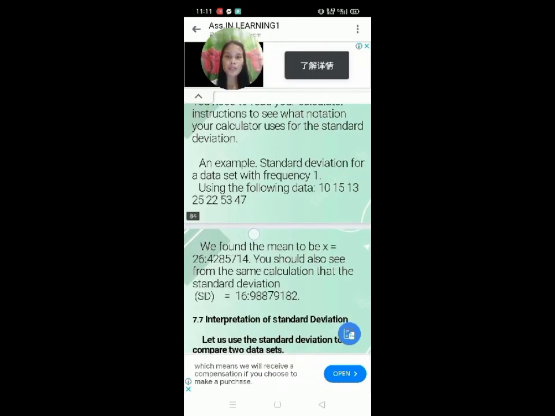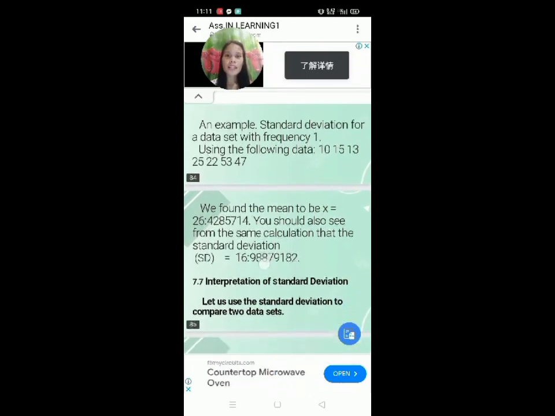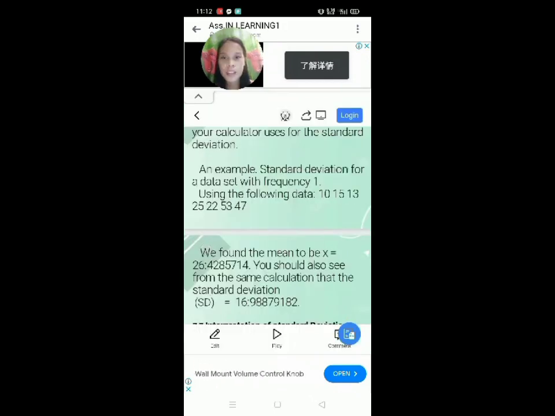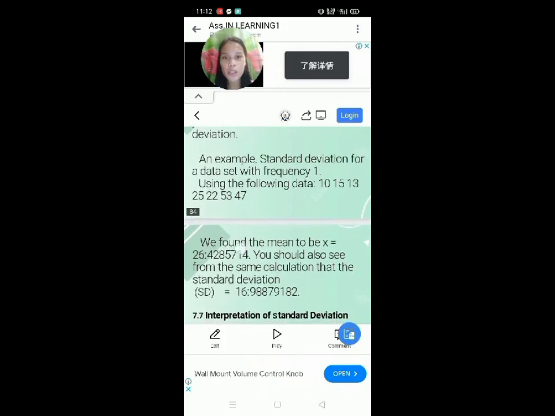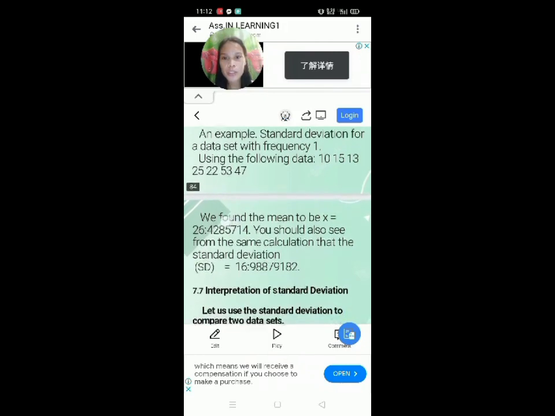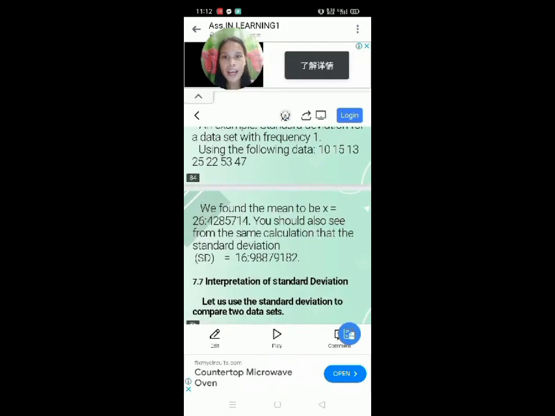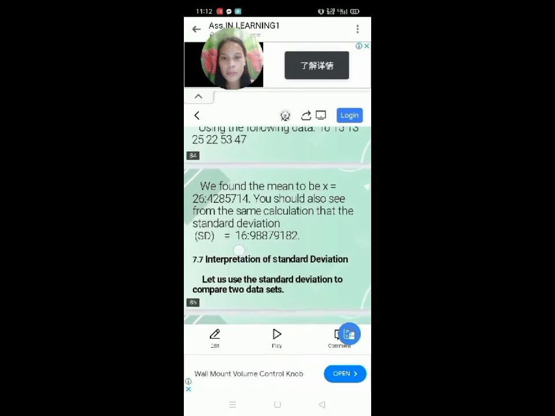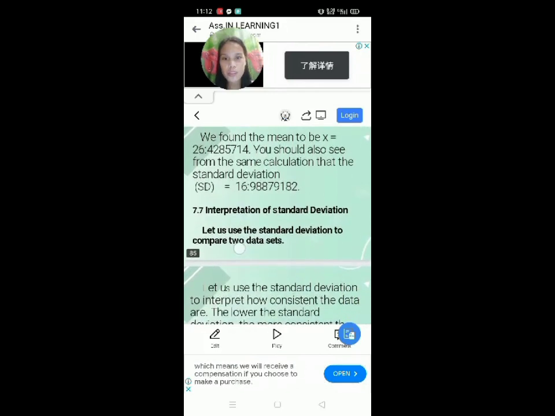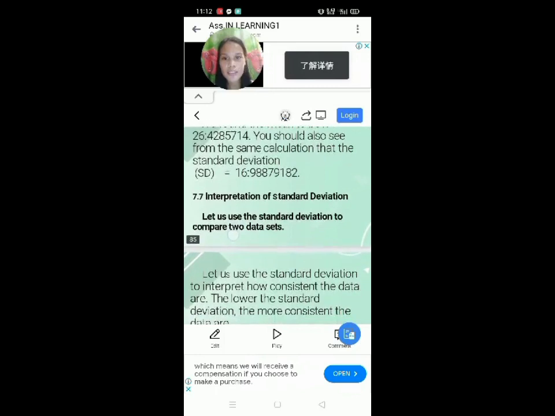An example: standard deviation for a data set with a frequency of 1, using the following data: 10, 15, 13, 25, 22, 53, 47. We add all the values, then we find the mean to be x̄ = 26.4286. You should also see from the same calculation that the standard deviation is 16.9887.